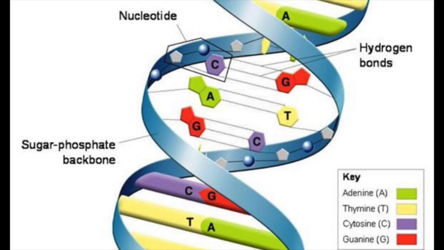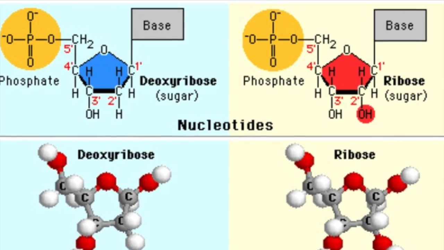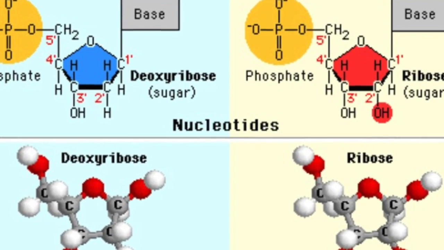DNA is composed of two strands, a double helix. The two strands are held together by hydrogen bonds. Guanine forms H bonds with cytosine, and adenine forms these bonds with thymine. This is important for the replication of DNA. RNA differs from DNA because it contains ribose instead of deoxyribose, and RNA is just a single strand.